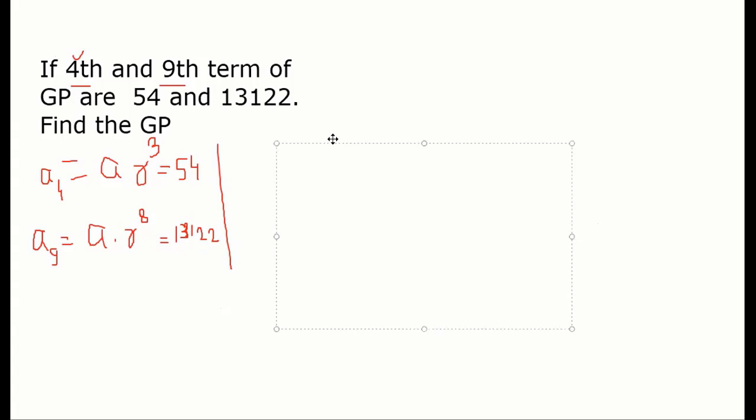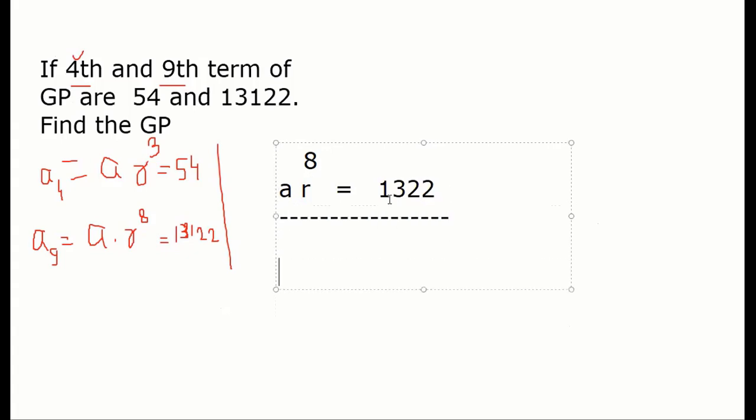Divide both the equations. Means you write the first equation, A R to the power 8, equal to 13122. You might be thinking, sir, divide. Mathematics works like this: this equation divided by this equation, and equal to, let it be like this. So you can divide this equation by this equation, guys. Nobody can stop. Even the equal to we can divide. So let's do it. So A and A will cancel, right, Anushka?